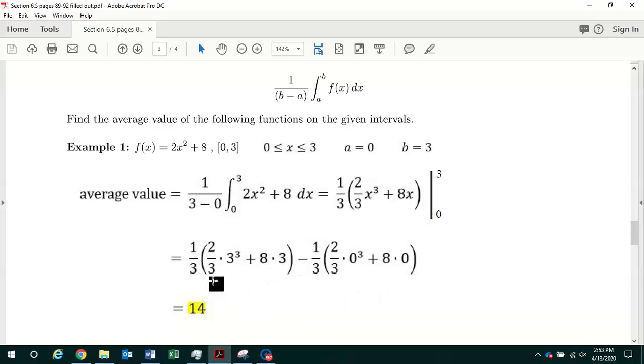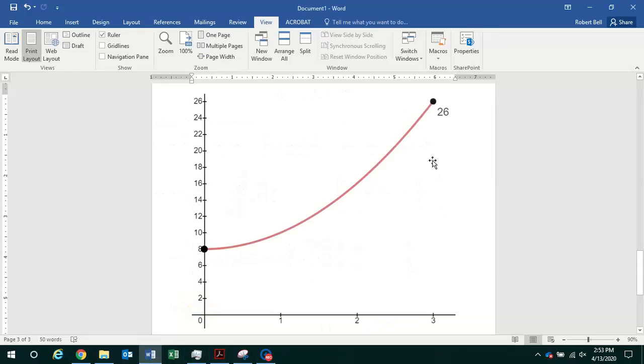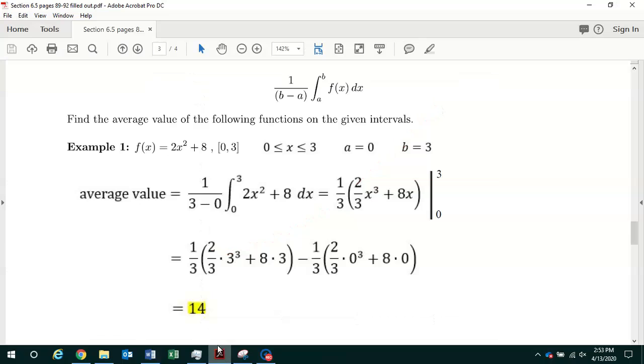So the average value is just the result of solving this arithmetic expression right here. And the value of that arithmetic expression is 14. So the average value of the function f of x from x equals 0 to 3 is equal to 14. And when we averaged the minimum value and the maximum value of the function over here, we got 17. So we just showed that that would be a mistake. The actual average value of the function from x equals 0 to x equals 3 is 14.